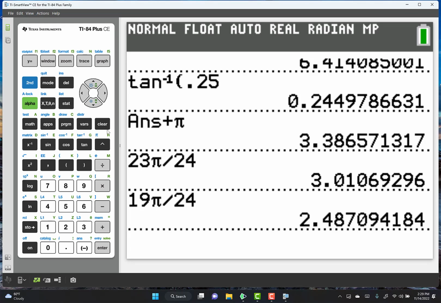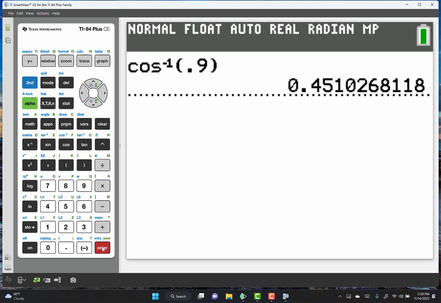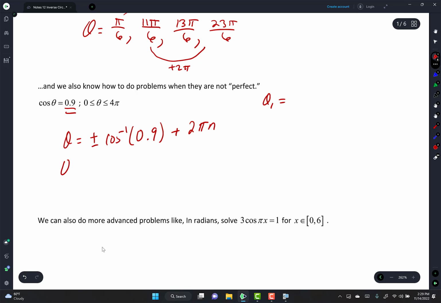Bam, okay. My calculator is already in radian mode because it says radian up there. So I'm just going to go second arc cosine, so there it is, 0.9, and I push enter. So 0.451. This is what you call a general equation: theta equals plus minus 0.451 plus 2 pi n. So I'm going to write theta 1 is 0.451 plus 2 pi n. Theta 2, the negative one, negative 0.451 plus 2 pi n.